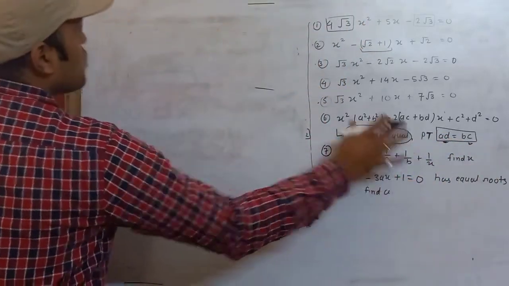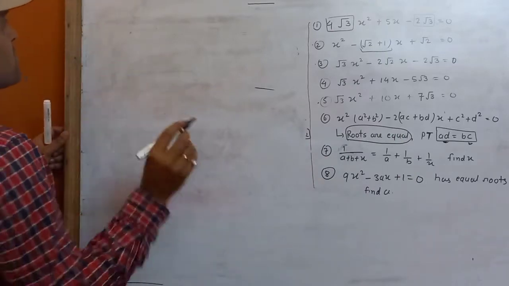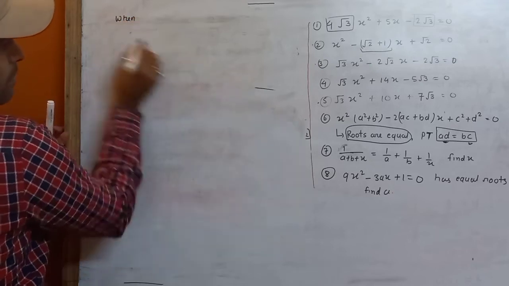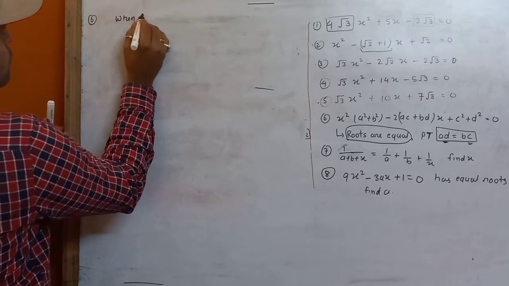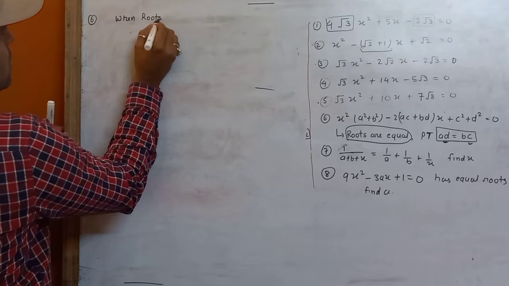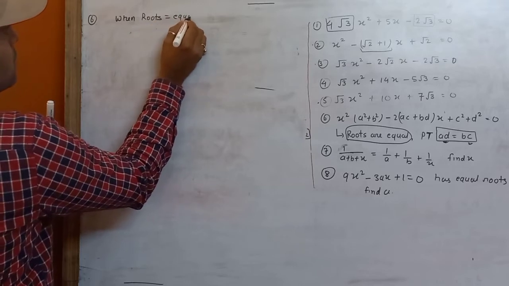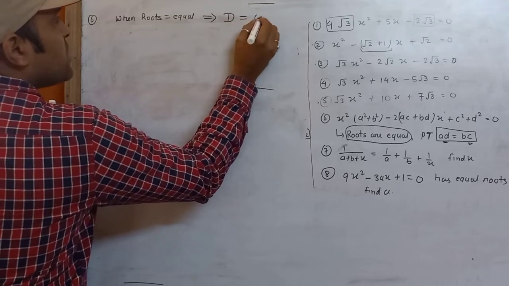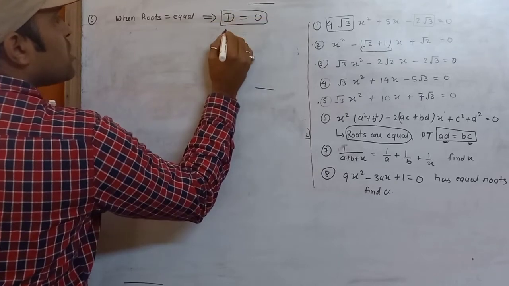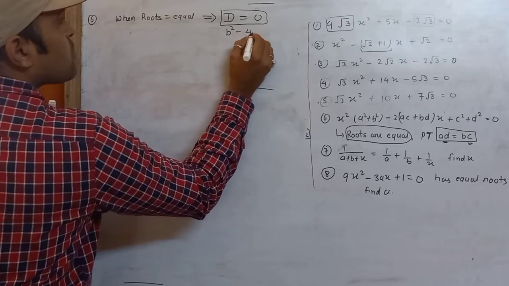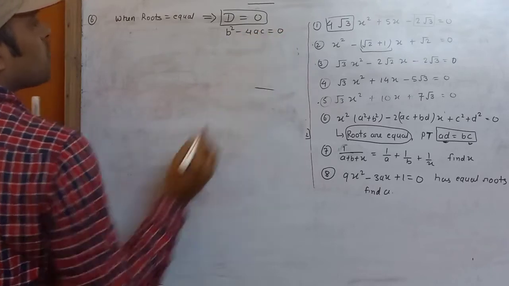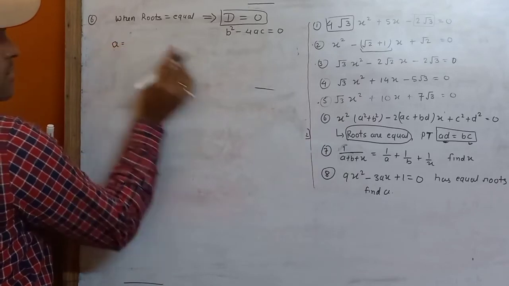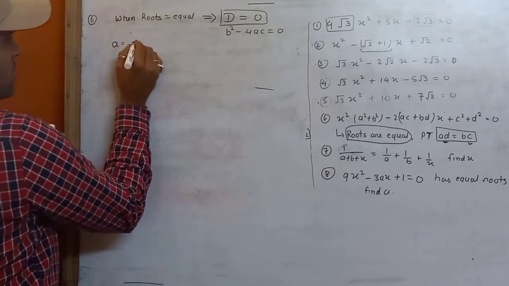So roots are equal. We already discussed in the first video that when roots are equal, D should be 0, meaning the discriminant should be 0, that is, b square minus 4ac should be equal to 0. Now from this question, what is a? a is a square plus b square.